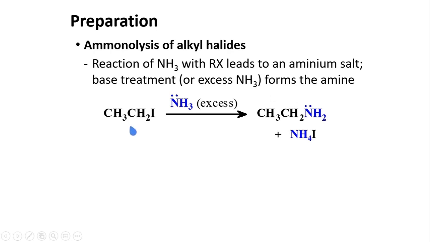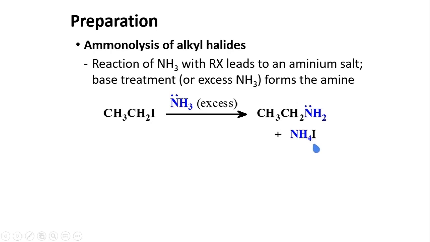Here, you can start with an alkyl halide. This will react with ammonia. Excess ammonia is required because the reaction produces an acid. This acid needs to be neutralized. The lone pair in ammonia is responsible for its reactivity. It will attack this carbon in an SN2 manner. And so you will produce ethanamine plus ammonium iodide.